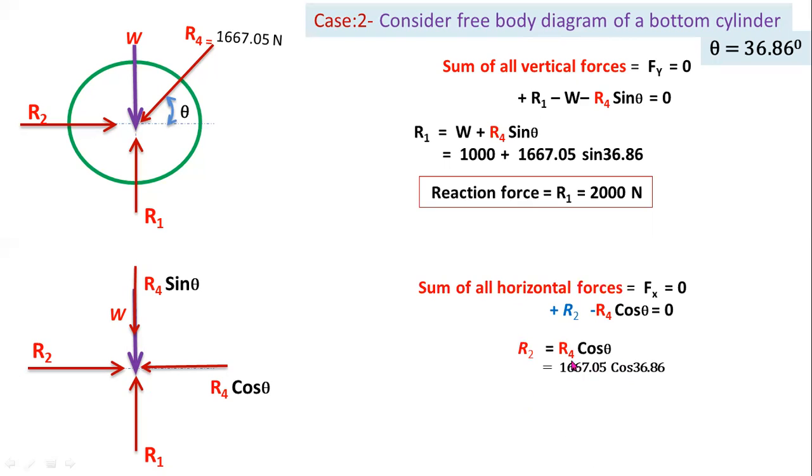Now you have to substitute the value of R4 in this equation. R4 equal to 1667.05 newtons. So from this equation, the reaction force R2 equal to 1333.81 newtons. These are the 2 remaining reaction forces. So this is the complete answer for this problem.